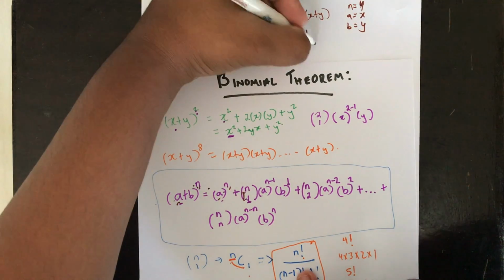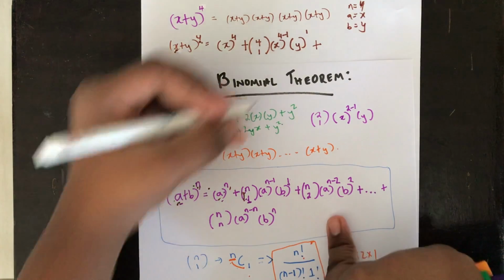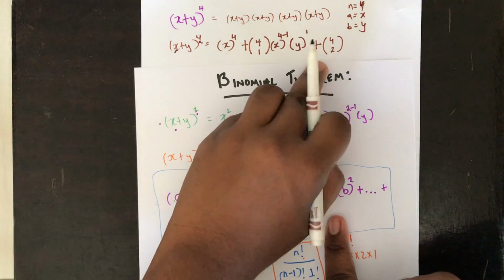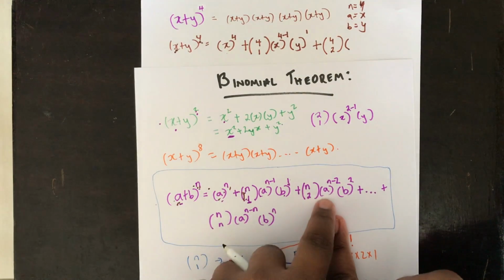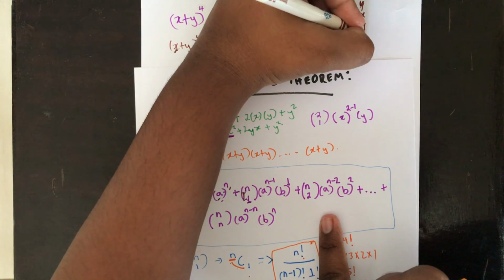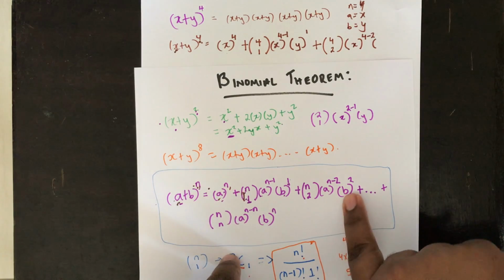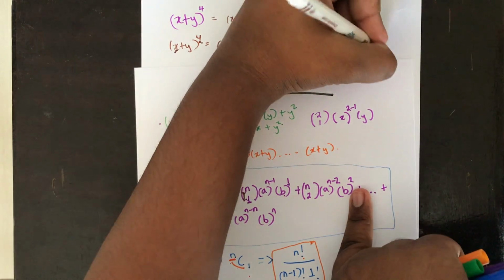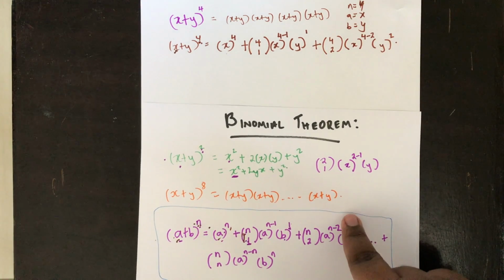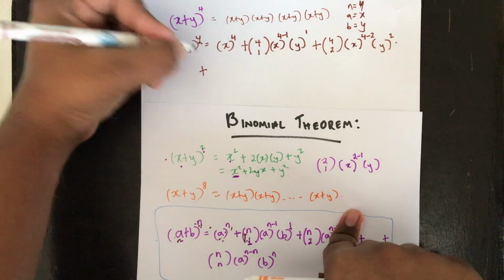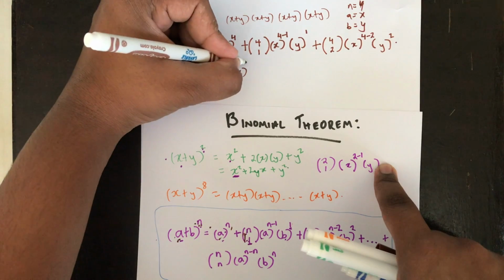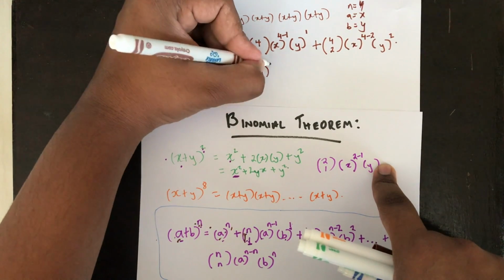Let's continue this. So then we go to the second term. So then it becomes 4 choose 2, because it's n and 2, into a power n minus 2. So I'll be having x power n minus 2, and n is 4, so 4 minus 2, into b power 2, and b is y. So into y power 2. So that's how the system works. So I'm just going to continue all the way. So plus 4 choose 3 into x power 4 minus 3 into y cubed.